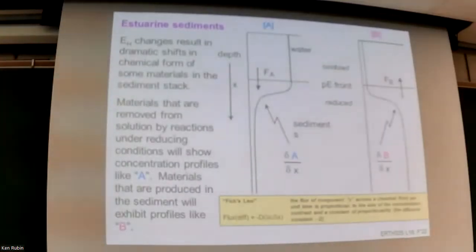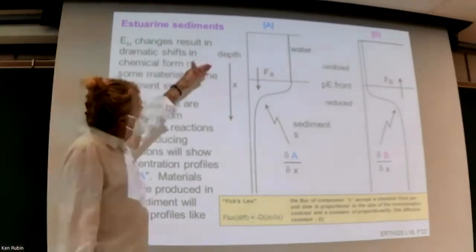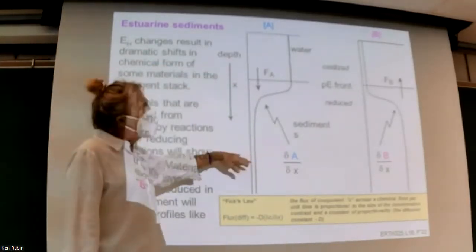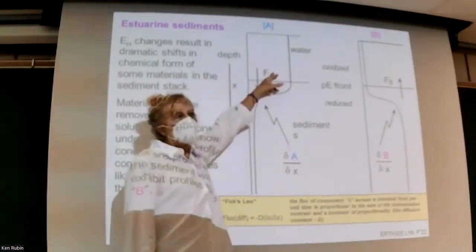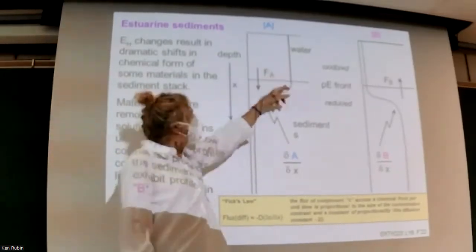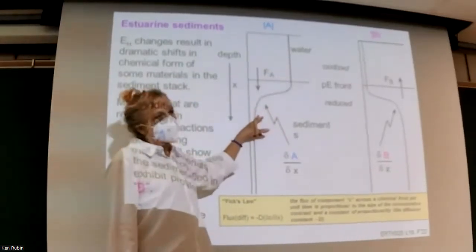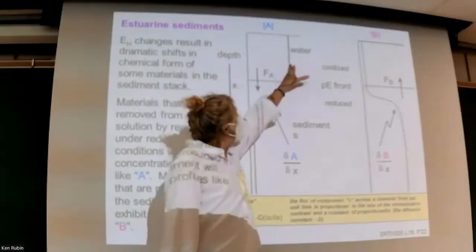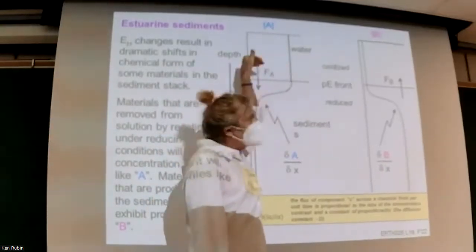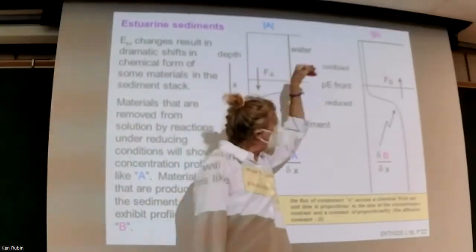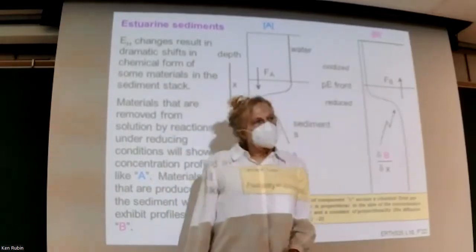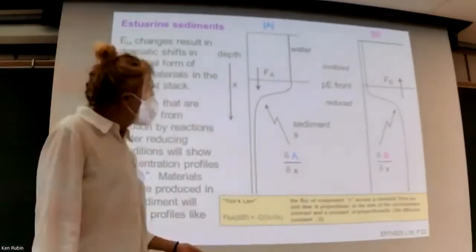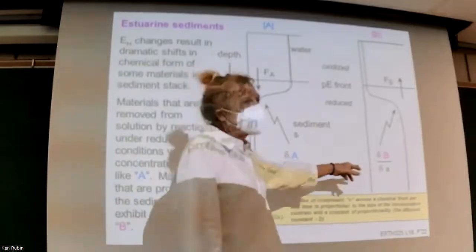So these are two step profiles from the water into the sediment of two cases. A chemical that is really soluble in the water, soluble when it's oxidized, and insoluble when it's reduced. So the concentration is high here. This is a concentration scale, A increasing in that direction, B increasing in that direction. And another chemical that is insoluble when the conditions are oxidized and soluble when they're reduced.